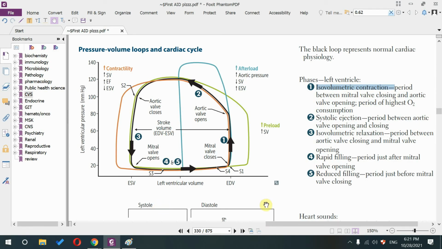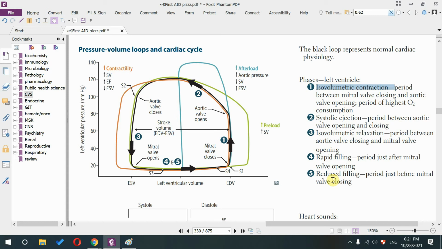So here they write, rapid filling period just after the mitral valve opening. Okay. And then we have the reduced filling, which is the period just before the mitral valve closing. Write a note next to it that it's due to the atrium contracting. And that will be important in 1 second. You will see why. So you have to know where each valve is located, and when each valve opens and closes.